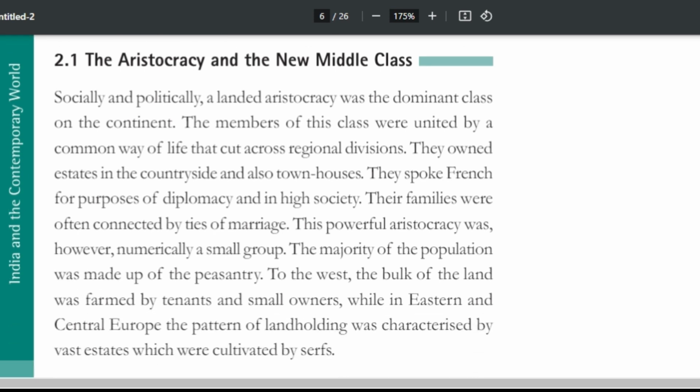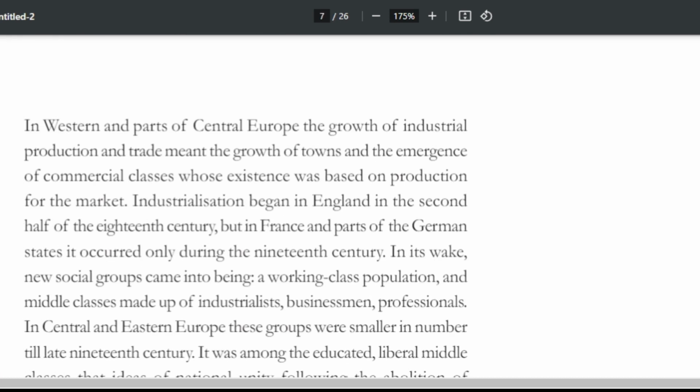To the west, the bulk of land was farmed by tenants and small owners, while in Eastern and Central Europe, the pattern of landholding was characterized by vast estates which were cultivated by serfs. In Western and parts of Central Europe, the growth of industrial production and trade meant the growth of towns and the emergence of commercial classes whose existence was based on production for the market.